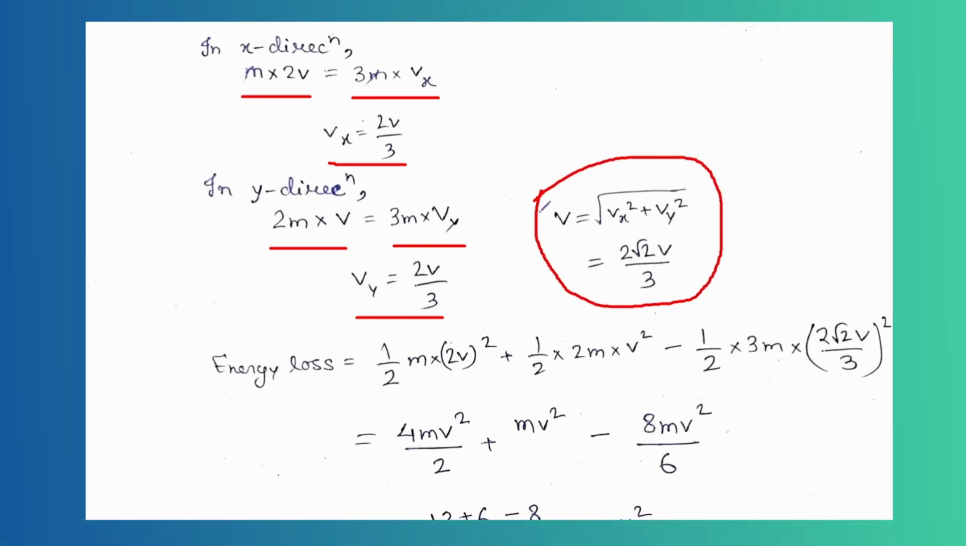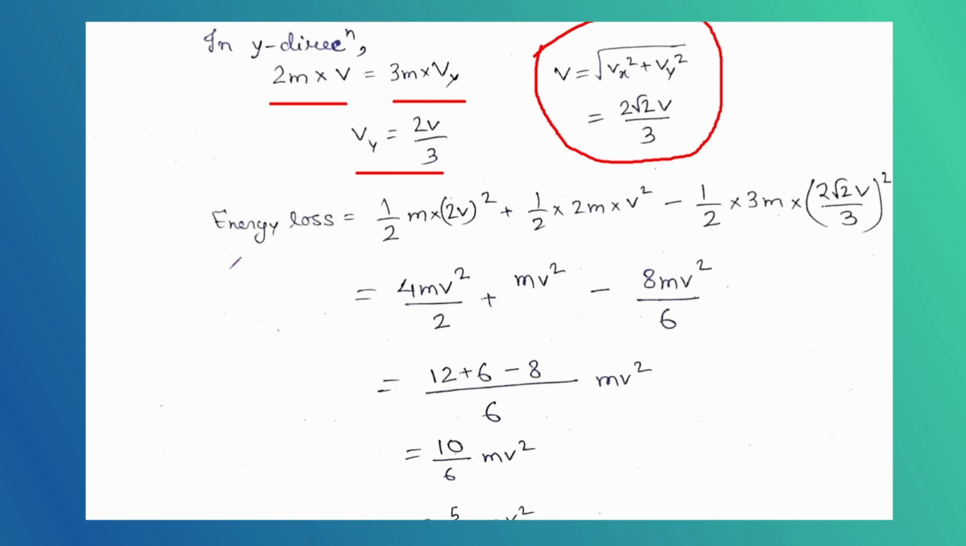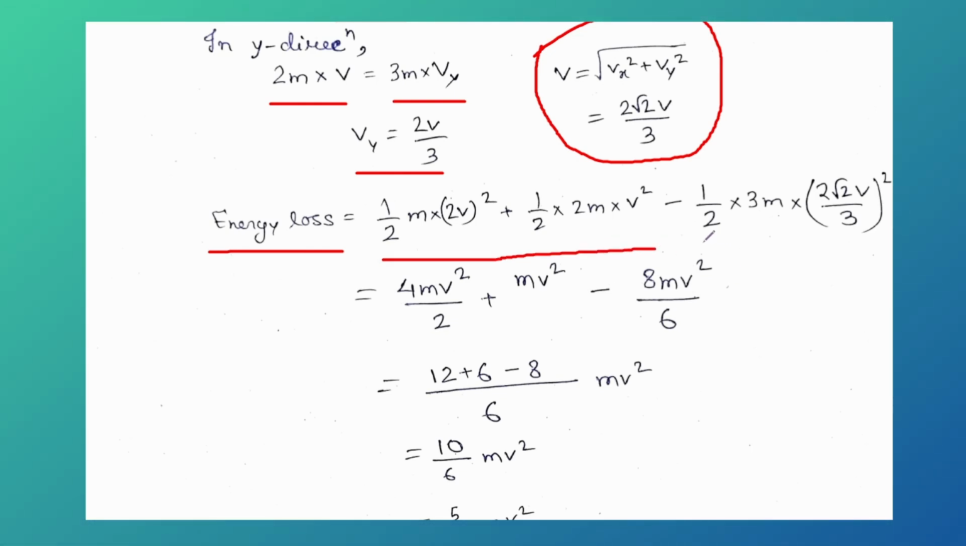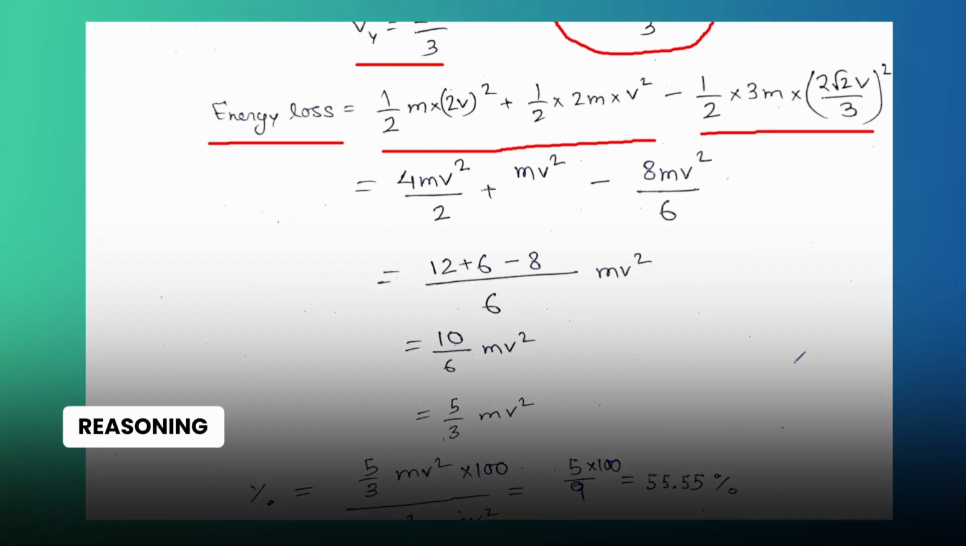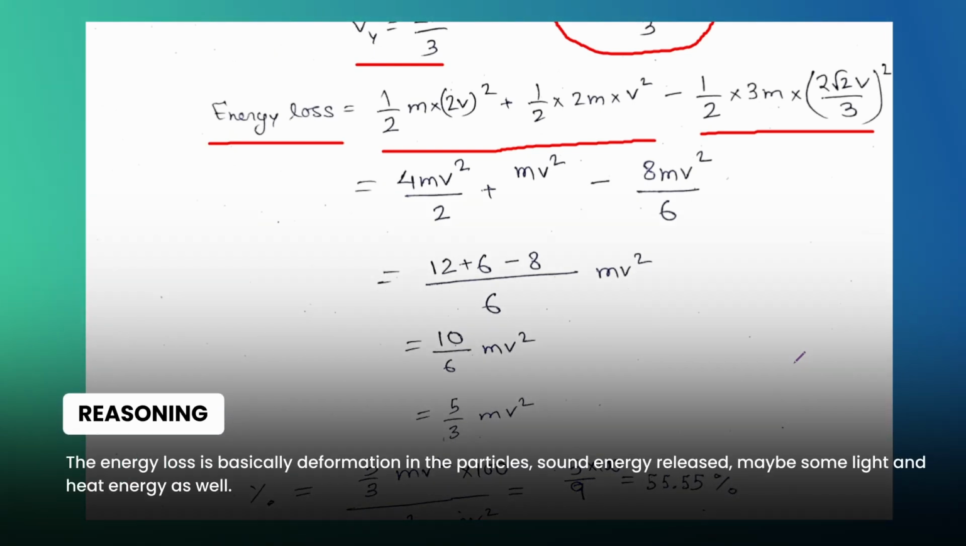And then we calculate the total energy loss, which is basically the total energy before collision and after collision. So we calculate the total kinetic energy of the two particles before collision and subtract the total kinetic energy after collision, which is obtained by their total collective mass and velocity.